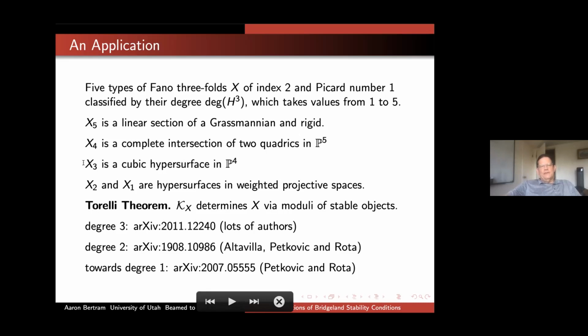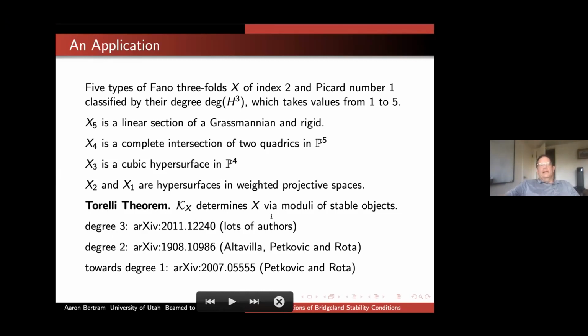So you have the Kuznetsov component. There's a result, I think by Bayer, Macri, and maybe Stellari, or maybe Bernardara, that allows you to put a stability condition on the Kuznetsov component, and so then you try to compute moduli. For one particular class, you can actually recover the cubic hypersurface from the moduli. This was done in a paper that came out of a conference in Toulouse a number of years ago. Inspired by this work, my students have been studying the degree 2 case. Degree 2 is a double cover of P3 branched along a quartic K3 surface. They were able to recover X2 from its Kuznetsov component using moduli.